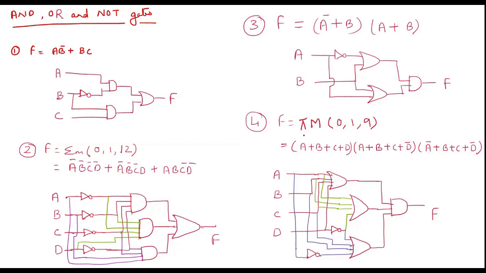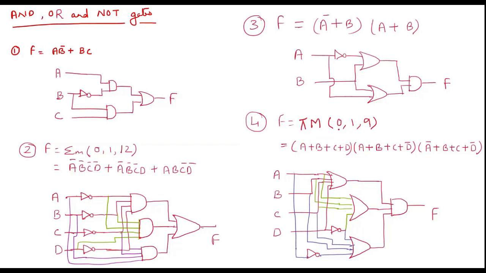Coming to the fourth one, F equals pi of m 0, 1, 9. So it's just similar to your summation of min terms, but here it is a max term equation. So I need to see the highest value over here, which is 9, and 9 can be represented with 4 different variables. So accordingly I have to take 4 variables. So I have taken A, B, C, D.